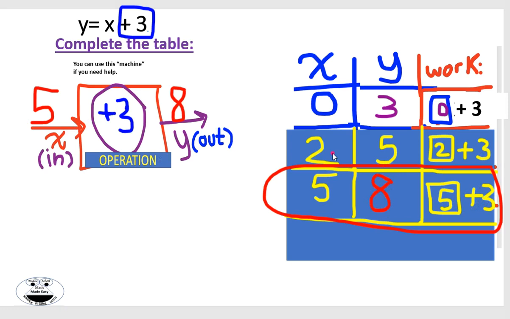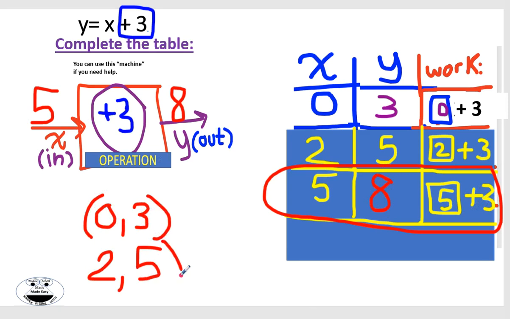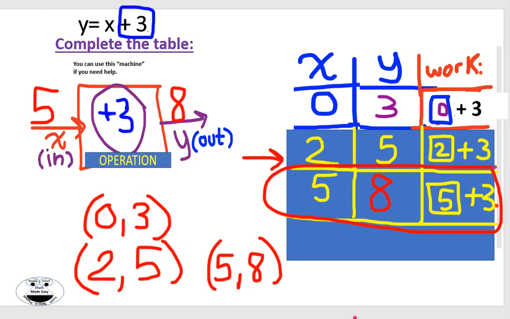So this is our table of values. This means that we have 3 points. We have the point when x is 0, y is 3. We have a point when x is 2, y is 5. That's my second row here. That's this row. And we have a point when x is 5, y is 8. And depending on how many rows you have to create in the table, you can still continue making more rows. Okay, so let's do another example.